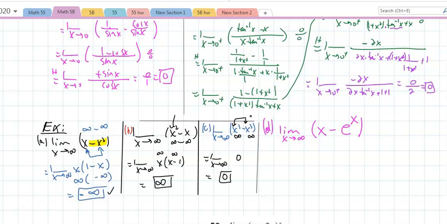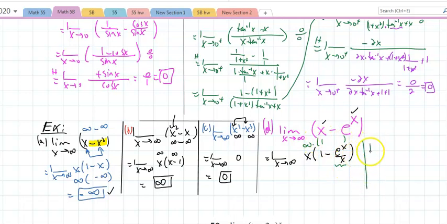And here, I do know that exponential is going to dominate over x. So I do know this limit is going to be negative infinity, but I have to show it. How do you show it? You take the limit as x approaches infinity, you factor an x out, and you get 1 minus e to the x over x. Now, I know that this approaches infinity. That's simple. I need to figure out what this approaches.